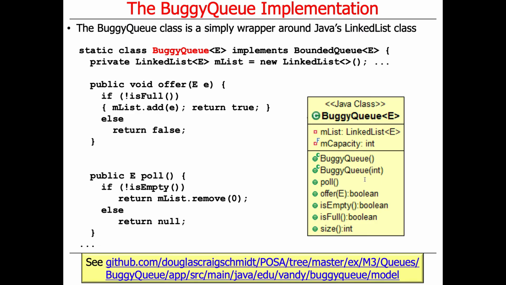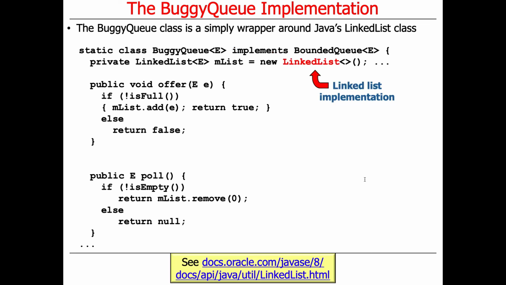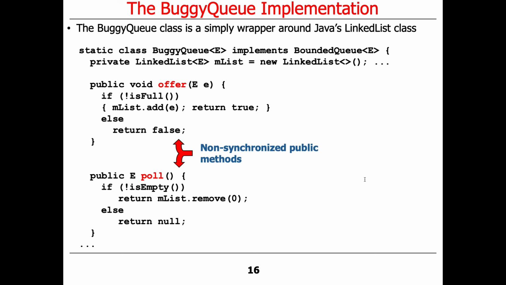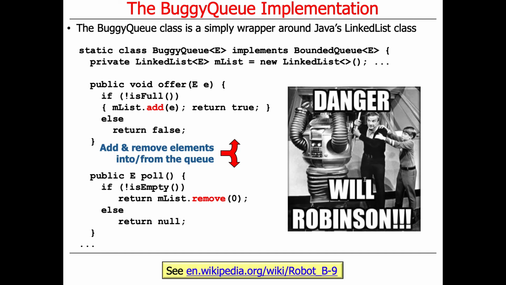So let's take a look at the implementation and see just how bad it is. Here's buggy queue. You can see buggy queue implements bounded queue. It creates a linked list. This is just a good old Java linked list, which does not have any synchronization in it. By design, it's not intended to be synchronized. Here are the non-synchronized methods, offer and poll. You can see what they do is add stuff and remove stuff from the queue. But you'll see there are no locks, there's no synchronized, there's no nothing. So as a result, it's just going to be a big mess.